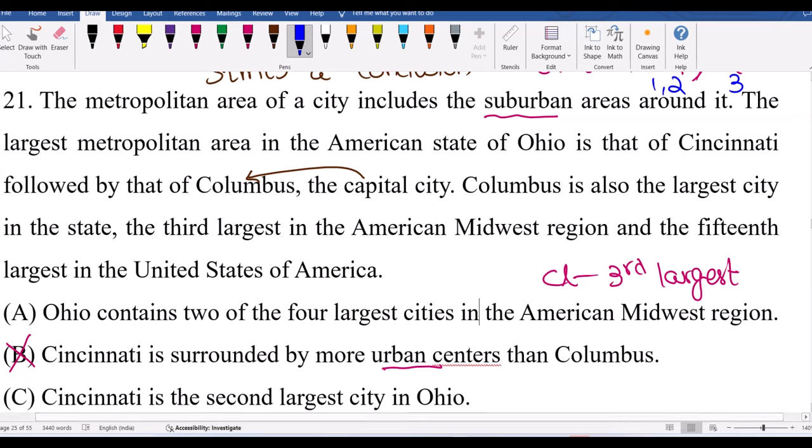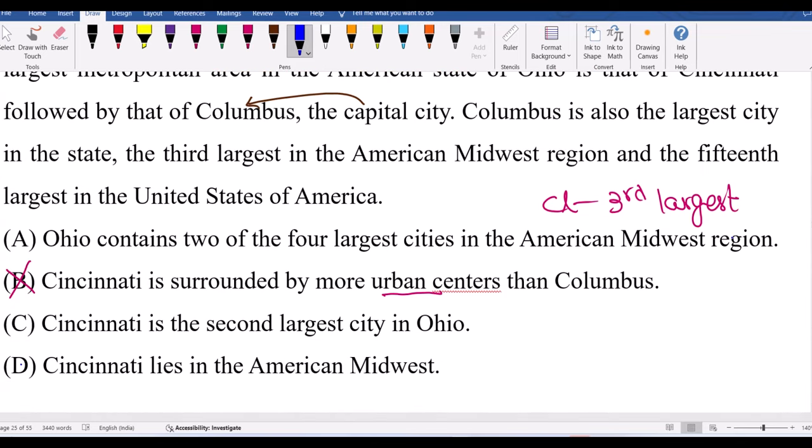Two of the four largest, that's fine. We can say, but does Cincinnati come under the Midwest region, or this? D is giving a question for A. D is questioning regarding A actually. The problem is here, D with A. Because in D, they are asking whether Cincinnati lies in the North American Midwest. If D is correct, then A. If A is correct, then I can say D is also correct.